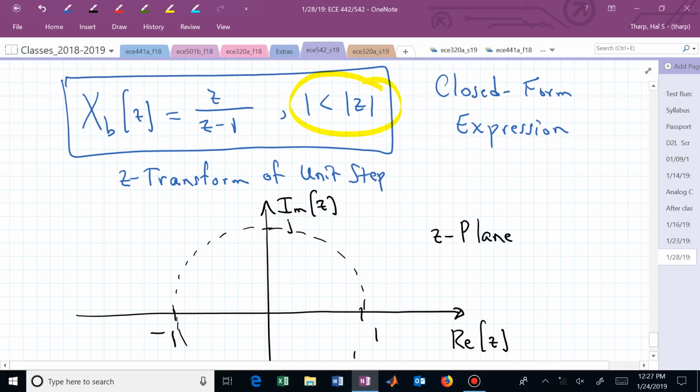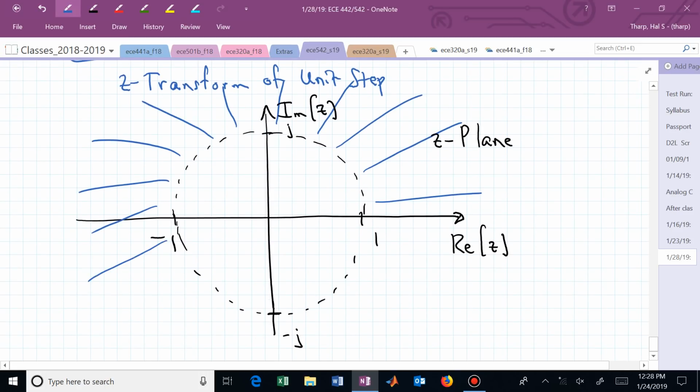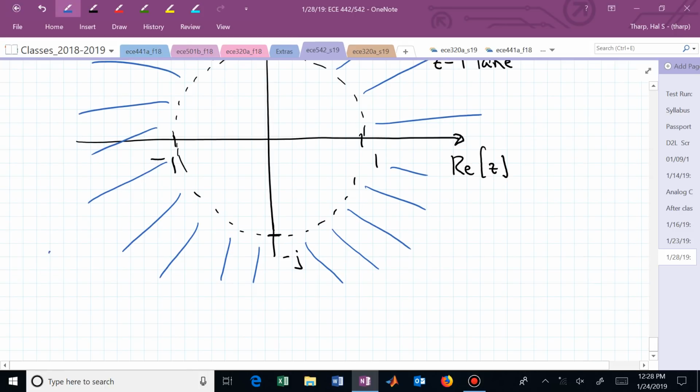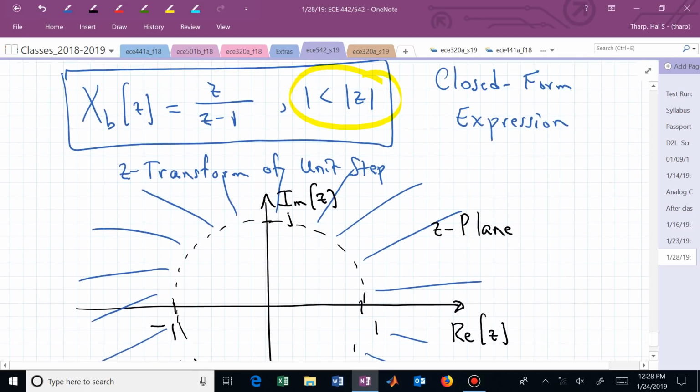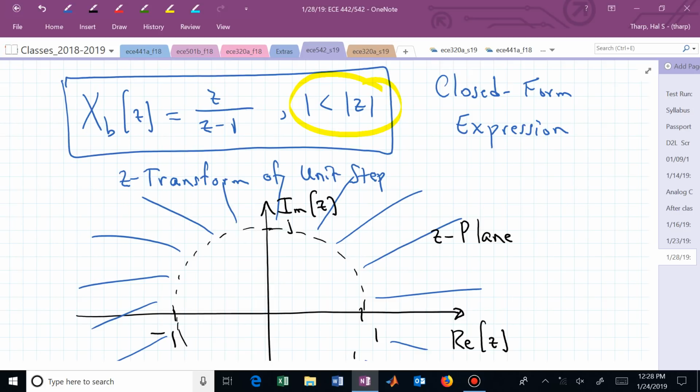What's our region of convergence? That's all of these values of z that live beyond this circle of radius 1. And we would then have this shaded region labeled as our region of convergence. All values of z that live out here allow this formula or expression for the z transform of a unit step to be valid.